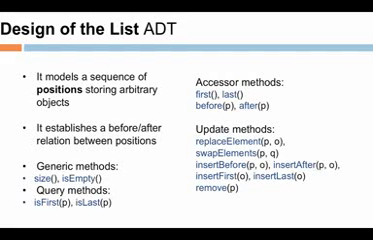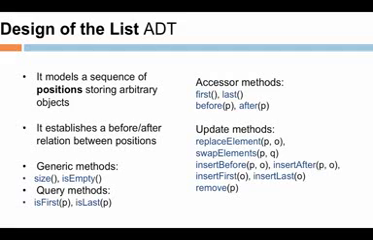The generic methods which we looked at during the last lecture are methods which return the size of the list, a method which returns a Boolean value depending on whether the list is empty or not. We have query methods which tell us whether a given position is the first position of the list or the last position of the list.